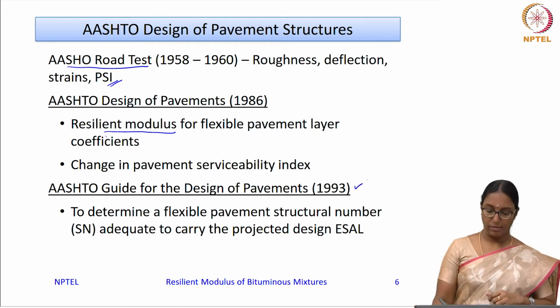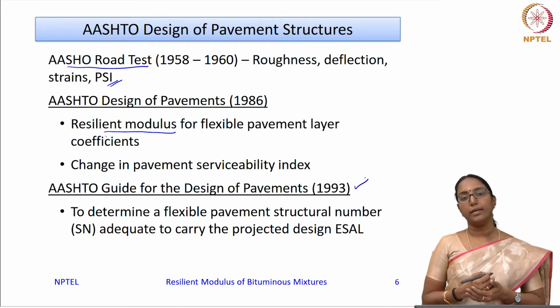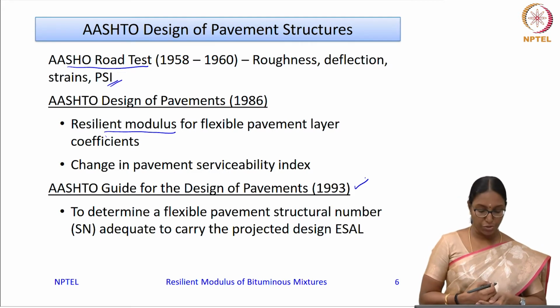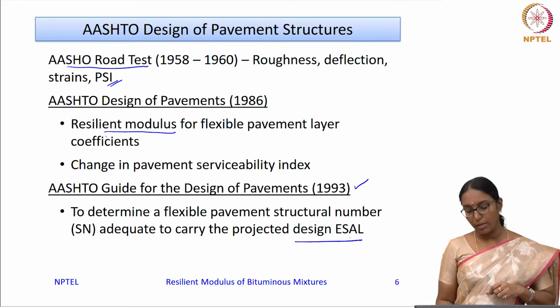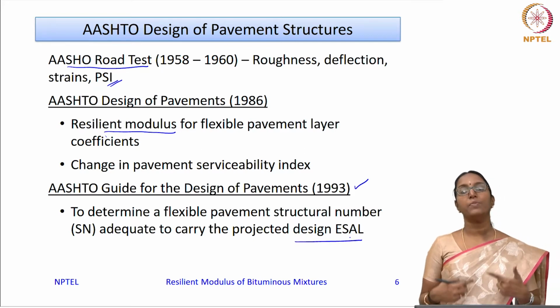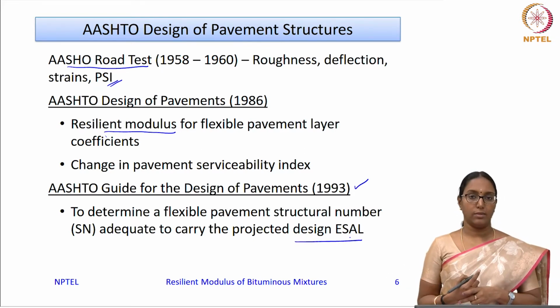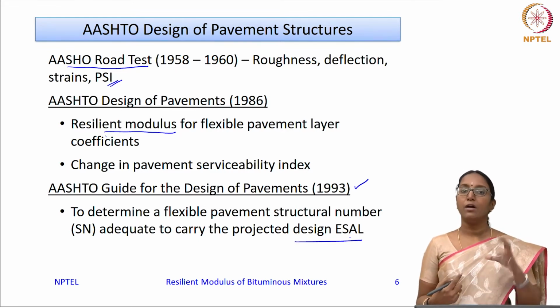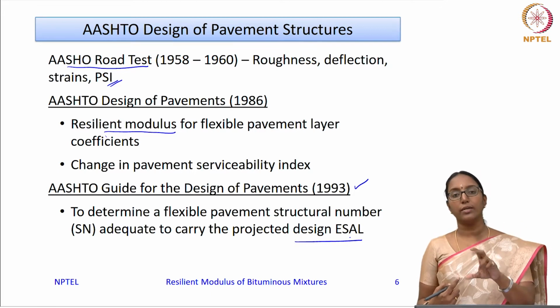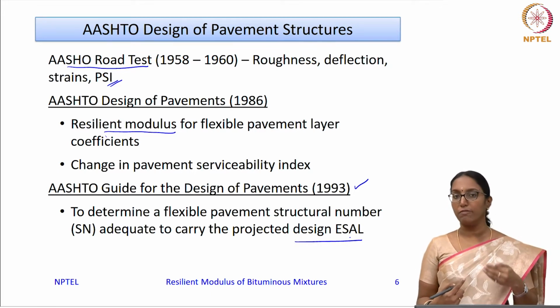Now in 1993, the idea of design of pavement as per AASHTO was to determine a pavement structural number that will be able to take care of the design equivalent standard axle load. So whatever traffic is coming, you decide what should be the structural number for those layers, and from the structural number you decide how much should be the thickness of each layer.